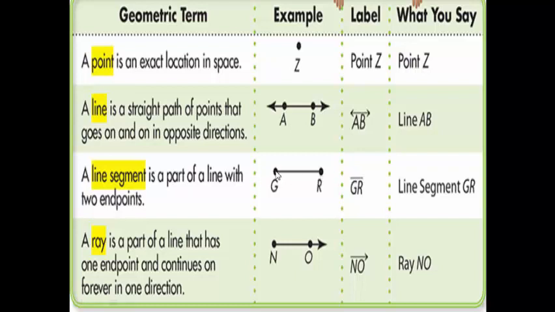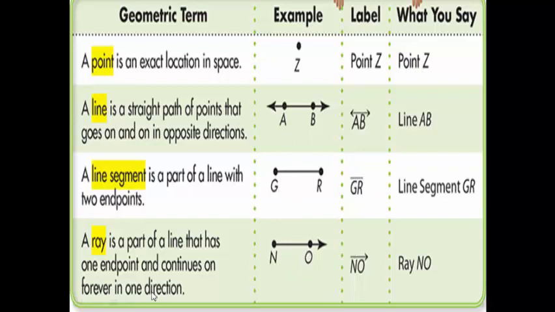It starts from G and ends at R, or it starts at R and ends at this point G. Here we can call it AB, but actually we don't know where the start and the end are. This is a big difference between a line and a line segment.